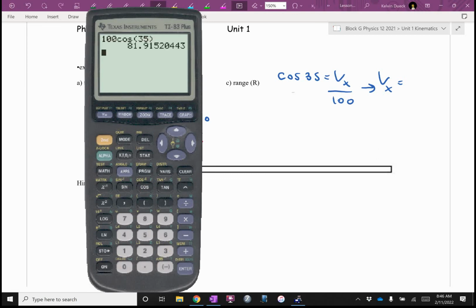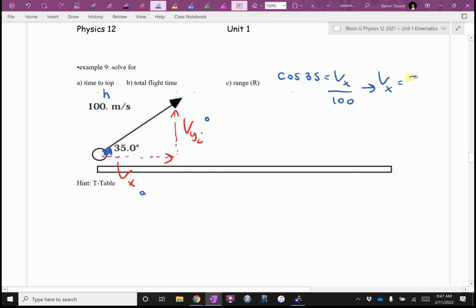And I get, because I'm going to use this, I'm going to carry some extra sig figs. I'm going to go 81.9152. If I go to 5 or 6 sig figs, Sarah, then my final answer will be good to 3 sig figs if I go to 5 or 6 sig figs with my data along the way. So 81.9152 works. Is that right? Good.